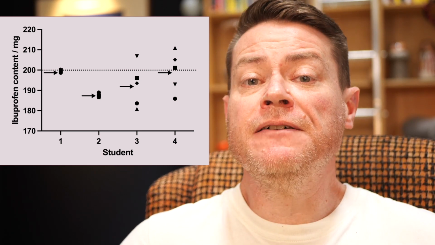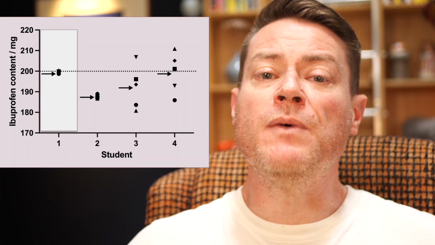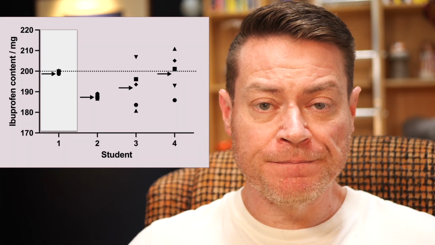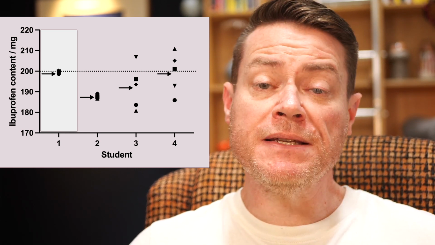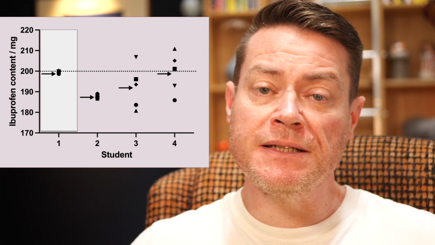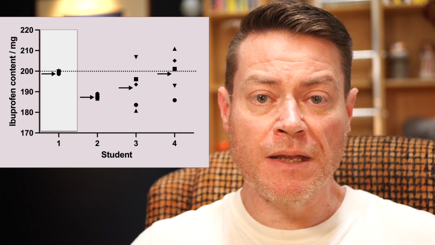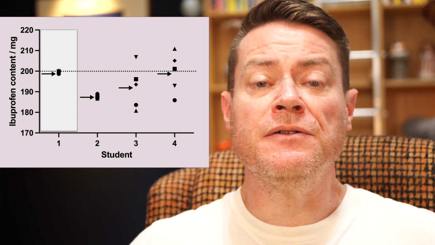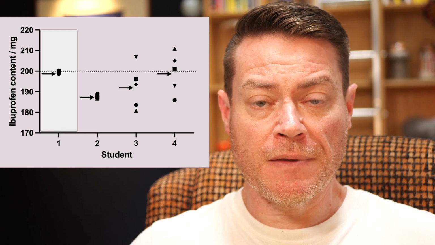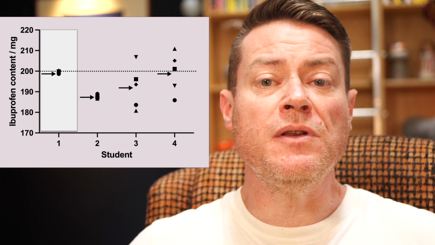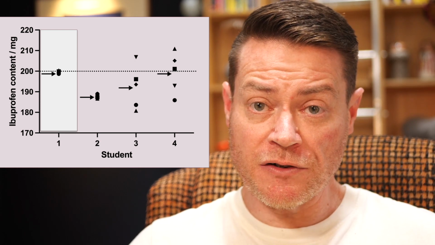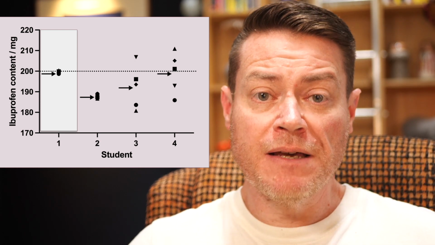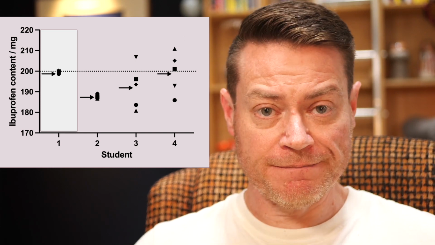Let's look at the data for each student in turn. Starting with student number 1, what can we see? All of the data values are closely bunched, which means there is little spread in the data and the standard deviation is small. And the mean is very close to the true answer. We can therefore say that student number 1's data are both accurate, because the mean is close to the true answer, and precise, because the values are bunched together.